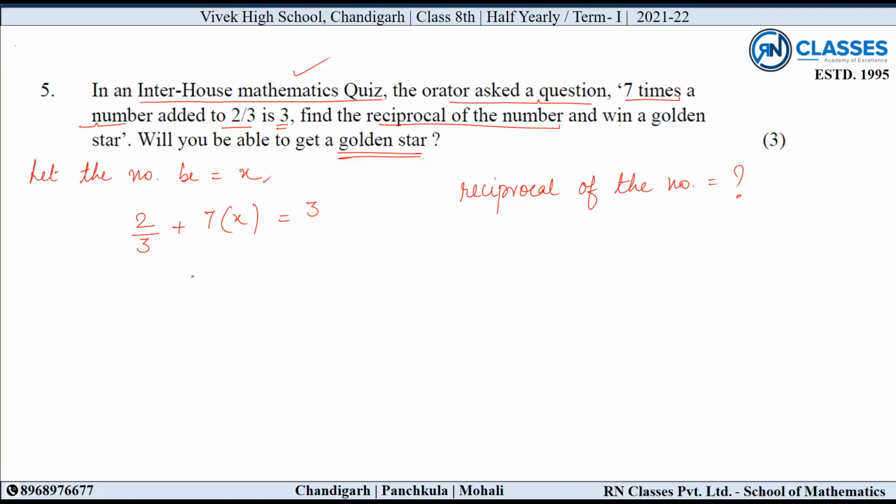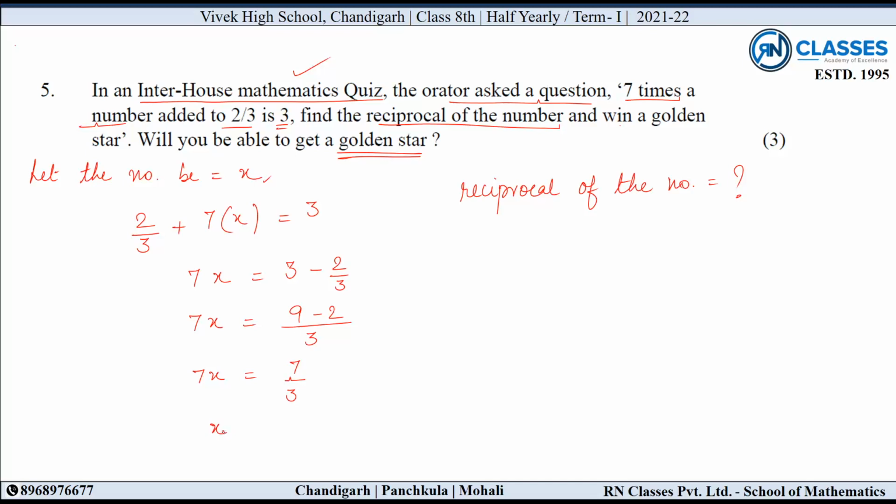Right. So 7x तो left hand side पे ही रह जाएगा. 3 right hand side पे. 2 by 3 from left hand side we have to put it on the right hand side. So plus 2 by 3 यहाँ आके क्या हो जाएगा? Minus 2 by 3. Right. तो 7x is equal to, LCM is 3. 3 3s are 9 minus 2. So 7x is equal to 9 minus 2 is 7 by 3.